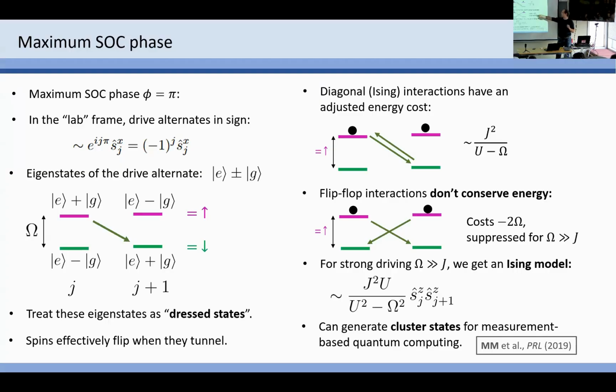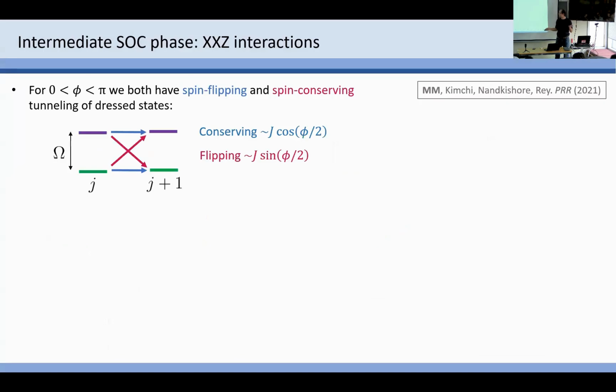Now, for phase pi, we get Ising. For no phase, we get Heisenberg. As you can imagine, in between, we would get something in between. So if I have spin orbit phase between 0 and pi, we can still go to the dressed state picture, eigenstates of the Rabi drive. But now, when a particle's dressed spin hops, it can either flip its spin or conserve its spin, with some hopping matrix elements that depend on the spin orbit phase phi. I have a cos phi over 2 and a sine phi over 2.